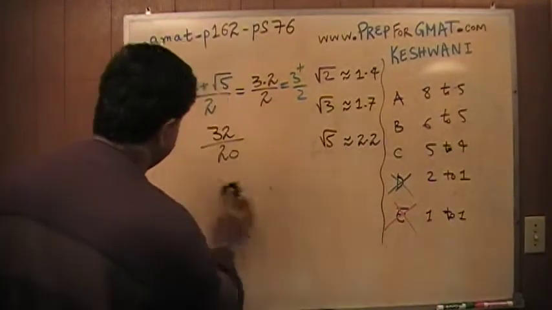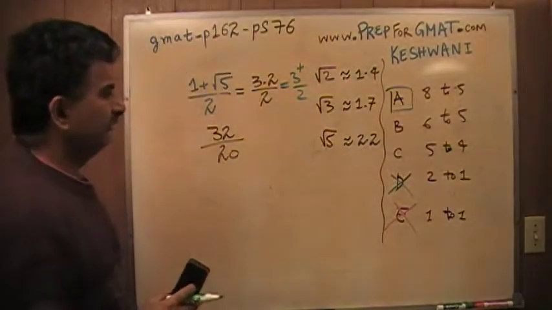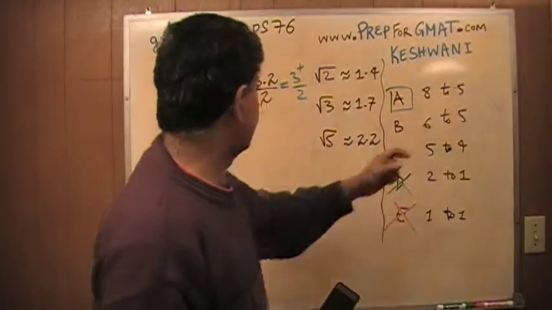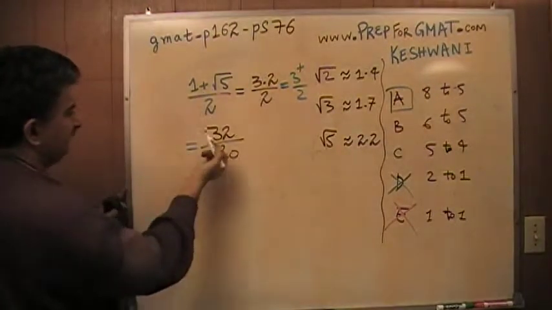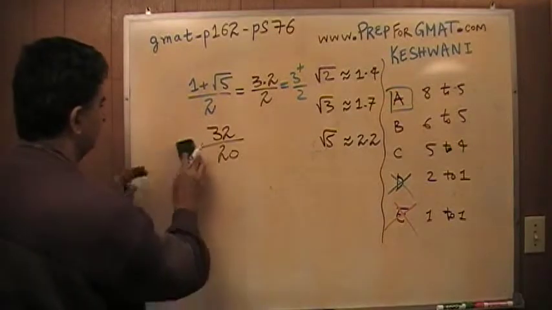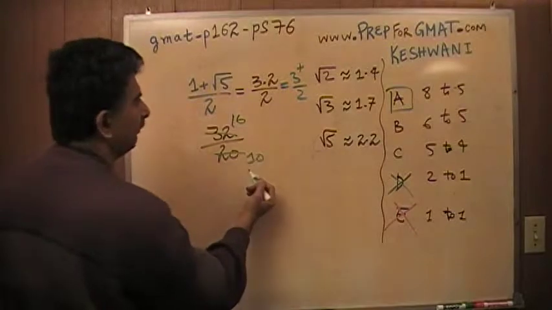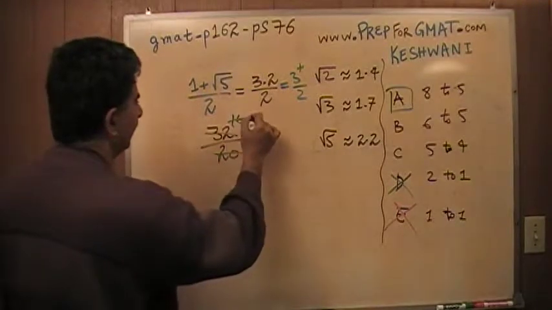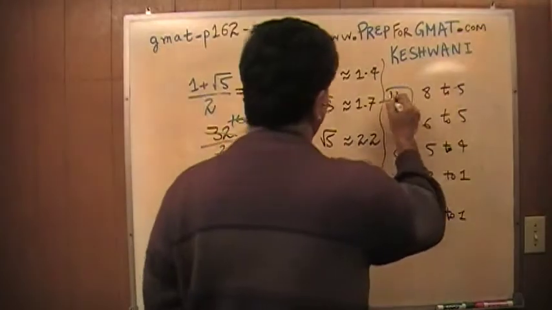I don't like them. My gut feeling tells me that the answer is going to be this. This is too close to 1 to 1. So I'm going to carry on here. Let's reduce it. If I reduce it, this becomes 16 over 10, which is the same as, there you go, 8 over 5. Oh, we are done. 8 to 5. Answer is A.